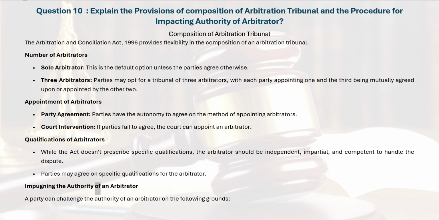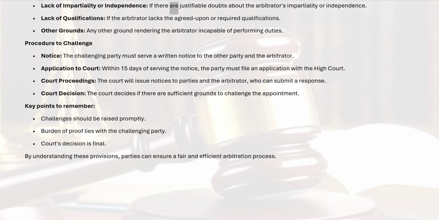Impugning the authority of an arbitrator. A party can challenge the authority of an arbitrator on the following grounds. Lack of impartiality or independence, if there are justifiable doubts about the arbitrator's impartiality or independence. Lack of qualifications, if the arbitrator lacks the agreed upon or required qualifications. Other grounds, any other ground rendering the arbitrator incapable of performing duties. Procedure to challenge. Notice. The challenging party must serve a written notice to the other party and the arbitrator.